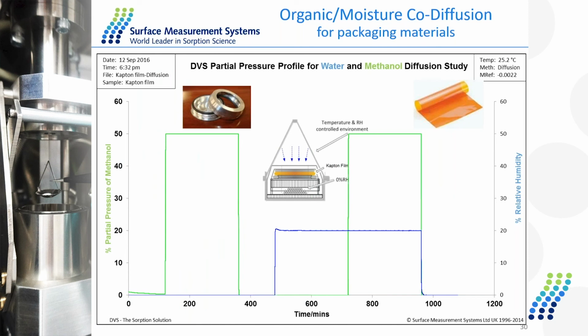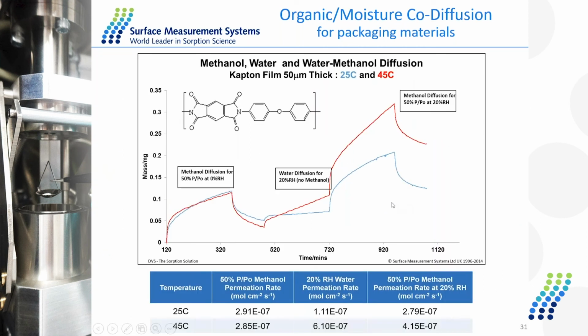And here's an example of the co-diffusion study on resolution with a captain sample. The methanol molecule here represents the flavor molecules, and the water is for the moisture content. So the experiment is set for 3 different stages. The first stage here is the methanol-only sorption at 50% RH, and then the water-only sorption at 20% RH. And the last stage is 50% methanol in the presence of 20% RH water as the background. And the experiments were done at both 25 and 45 degrees to compare the diffusion coefficient at different stages.